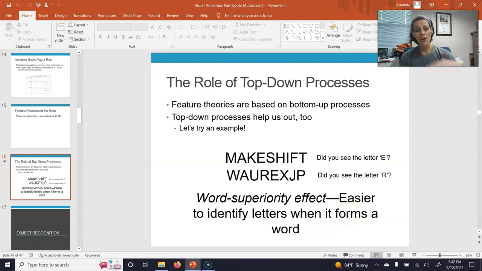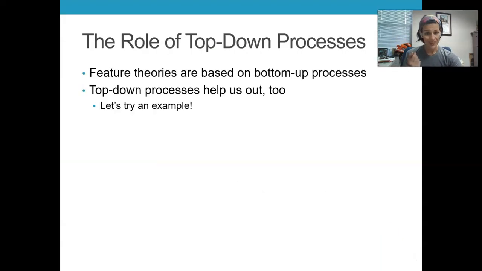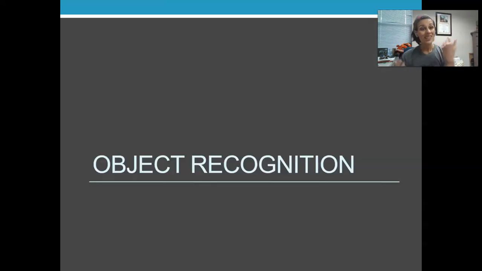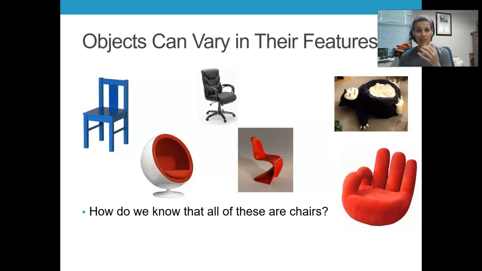We get what is called the word superiority effect. It is easier for us to identify a letter when it appears in a word. Top-down processing helps us process those local features much more easily. So just something you should know. Okay, so now we're going to move on to object recognition.